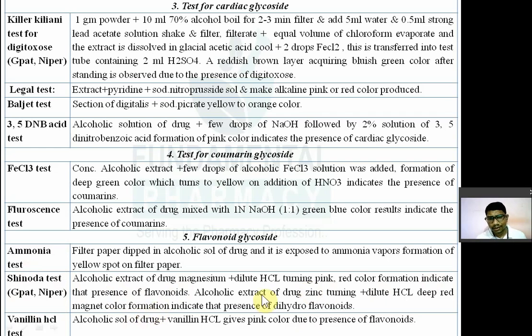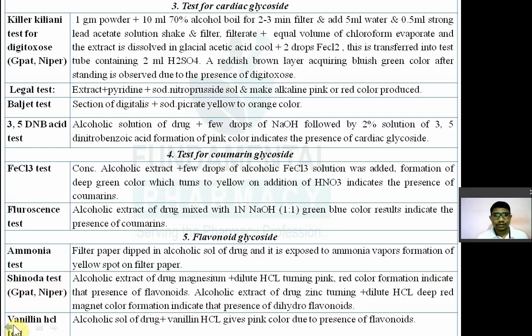Again, there are two methods. The second method is an alcoholic extract of the drug. You have to add zinc turnings, then add HCl. You will get a deep red color due to flavonoid glycoside, dihydroflavonoid. So remember, the Shinoda test is a specific test for flavonoid glycosides.